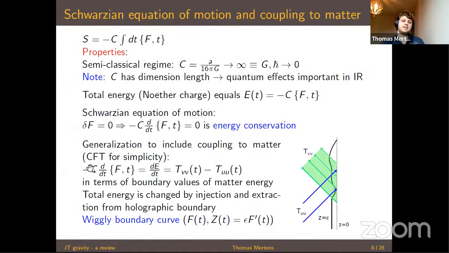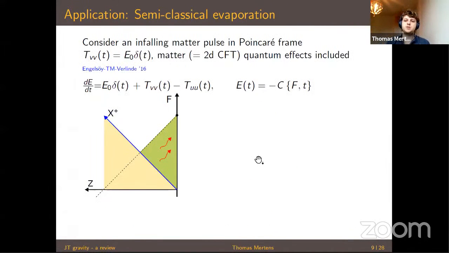Okay, so we had this classical differential equation for our frame or our time coordinate f as a function of t, sourced by these matter stress tensors. So now let's apply this to a situation that we would be interested in quantum gravity, which would be an evaporating black hole. So we will consider an infalling matter pulse in the Poincare frame, so T_vv, which is the ingoing matter energy, is E0 times delta(t). So that's this blue pulse that's being injected here from the holographic boundary, which is on the right.